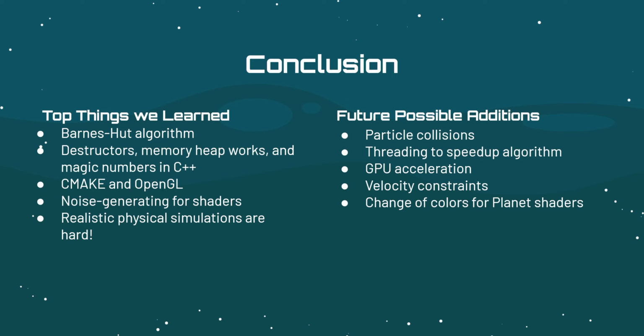A couple of future possible additions are particle collisions. Currently, we just have a dampening factor that prevents particles from shooting off to infinity when they get way too close to each other. We could improve speed with threading or GPU acceleration like CUDA, to render more particles and faster. We could add velocity constraints to prevent particles from going way too fast in collisions. And we can even add additional shaders, different planets and whatnot.